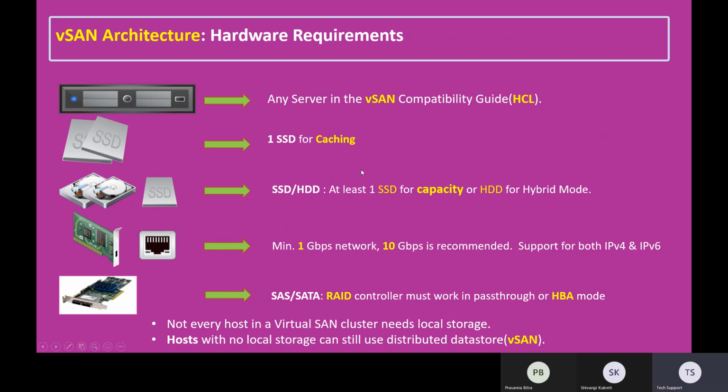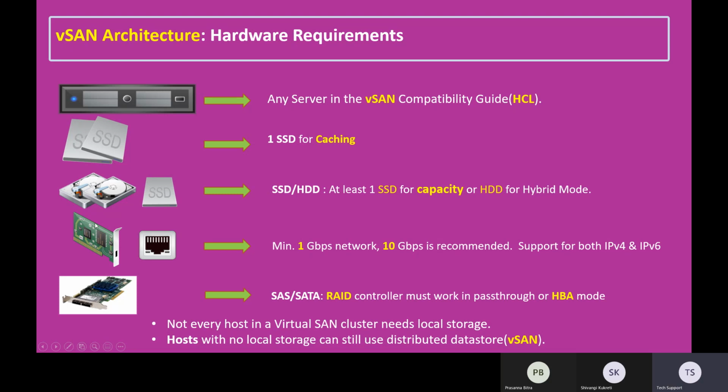And the second verification, as we discussed in our disk group concept: we need at least one SSD, mainly for caching. If you have another SSD, you can create a second disk group. We also need either a normal HDD disk or an SSD, at least one SSD for the capacity tier, or HDD for hybrid mode. Normally, if you are using HDD, we consider it hybrid mode. So we are familiar with this technology now.